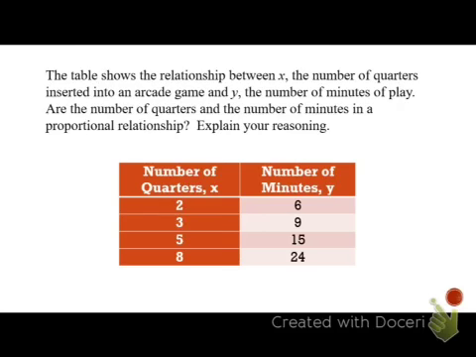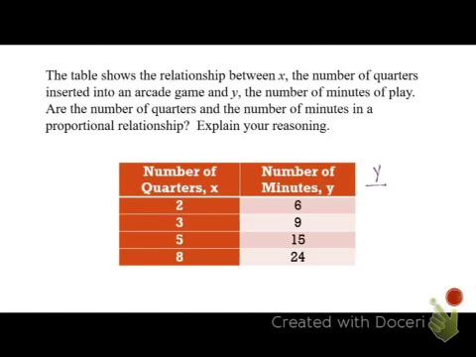The table shows the relationship between X, the number of quarters inserted into an arcade game, and Y, the number of minutes of play. We want to know, are the number of quarters and the number of minutes in a proportional relationship? And explain your reasoning. If we're going to have a proportional relationship, then we're going to have a constant of proportionality.